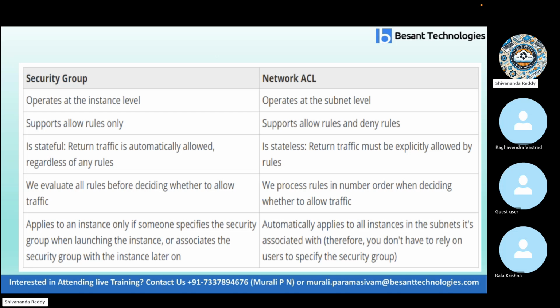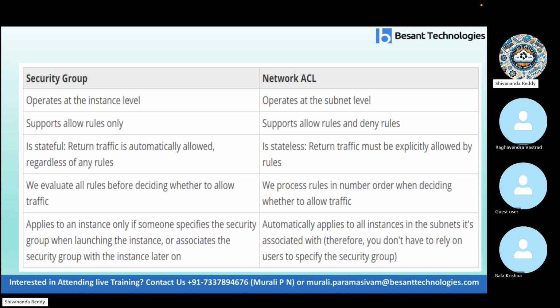the interview. Okay. So the first thing, security group operates at the instance level, but network ACL operates at the subnet level. That's the first point. Second one, security group supports allow rules only. That means only we can allow in the security group. We don't have a deny option in the security group. But in network ACL, allow is also there and deny is also there. I mean, both the options are there.